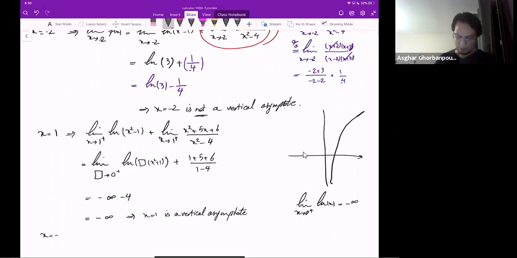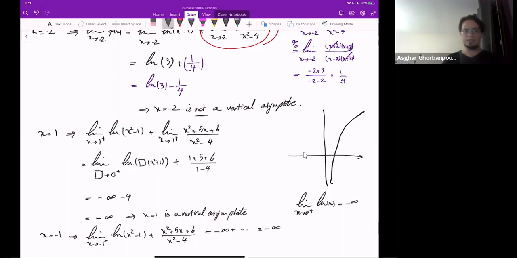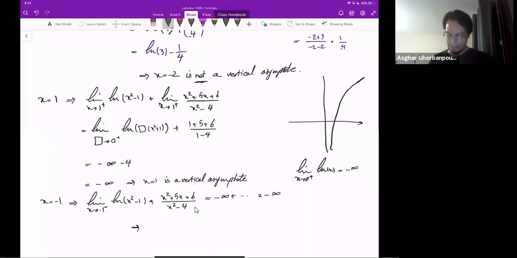And for x equal to negative 1, this time you find the limit as x approaches negative 1 from the negative side of ln of x squared minus 1 plus x squared plus 5x plus 6 over x squared minus 4. The same argument works there: negative infinity plus some number is negative infinity. So that is another vertical asymptote for f.